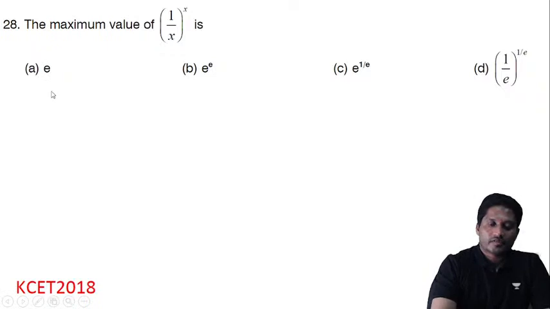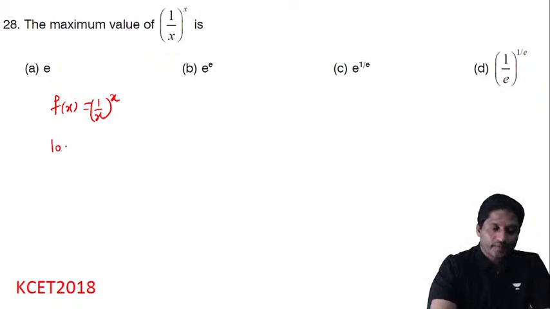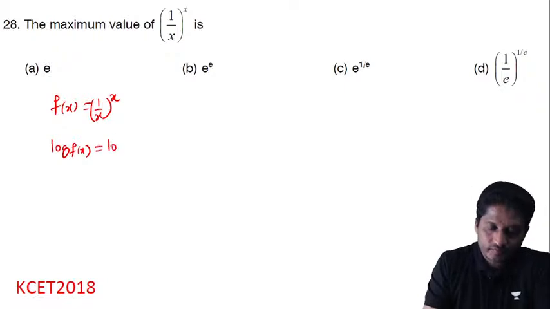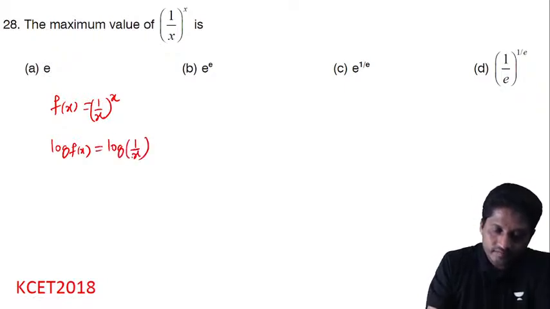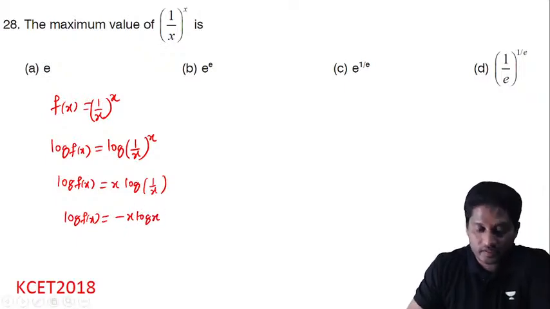Maximum value of f of x is equal to 1 by x whole power x. Since the exponent is a function of x, you can't differentiate directly. Take log on both the sides. Log f x is equal to log of 1 by x whole power x. Log m power n is n log m, so you get x into log of 1 by x. Now log f x is equal to minus x into log x, since log 1 by x is equal to minus log x.